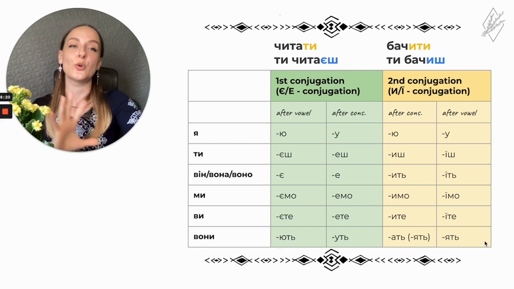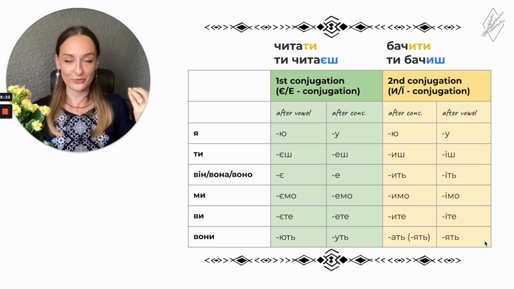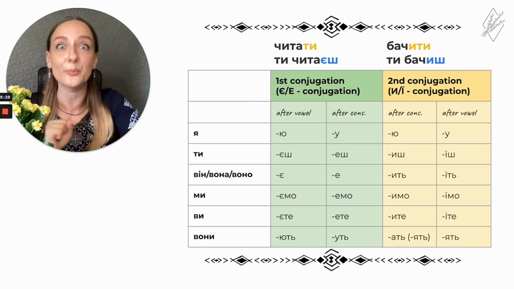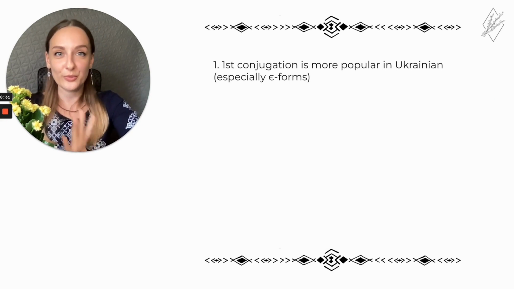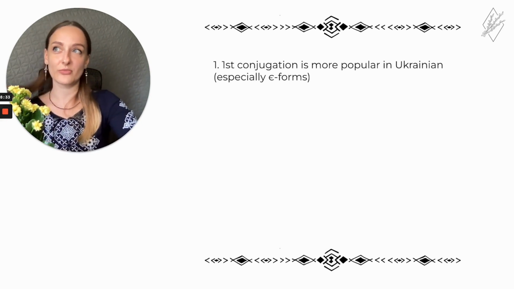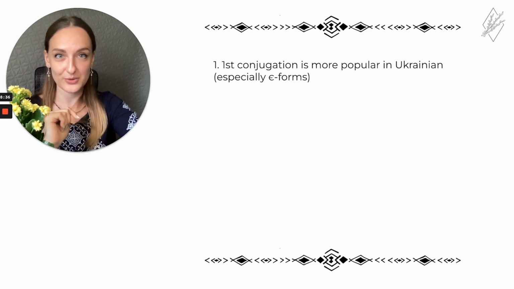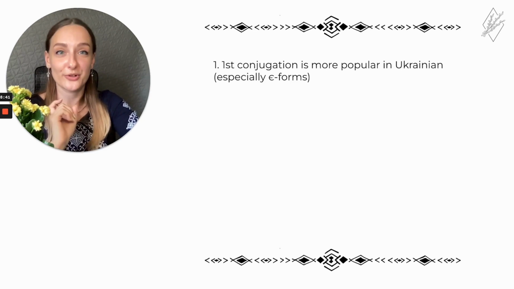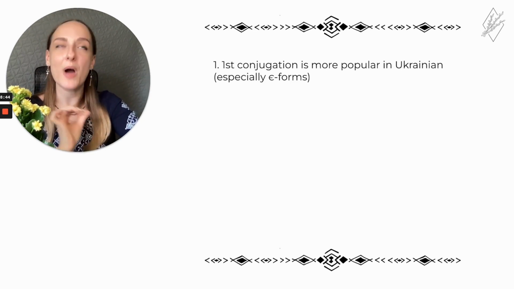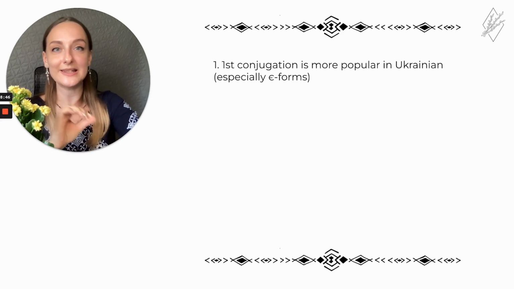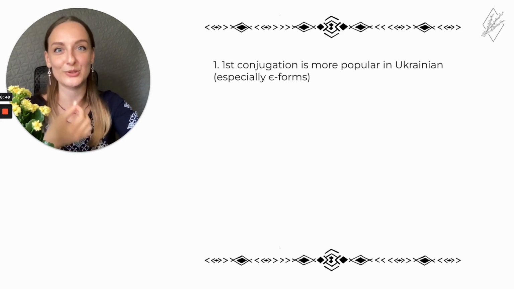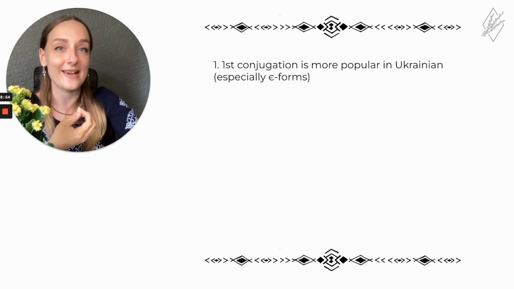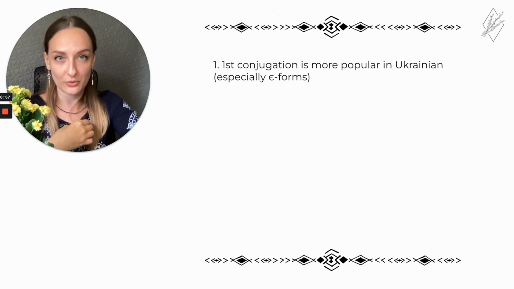Okay? So I will keep this table always in front of you, so you could check which endings we use in each conjugation while we practice. But before we begin practicing, I want to remind you about some important things that may help you. First conjugation is more popular in Ukrainian than the second one, much more popular, and especially its є form. Like with the verb читаєш, читаємо, читаєте, this є ending will be more popular in Ukrainian than others.